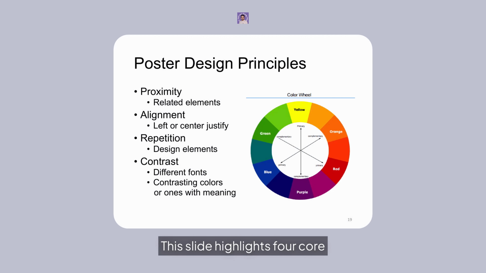This slide highlights 4 core poster design principles. Group related elements to show proximity. Align text consistently, either left or centered. Repeat key design elements for cohesion. Finally, use contrast in fonts and colors, guided by the color wheel, to emphasize important information and improve readability.